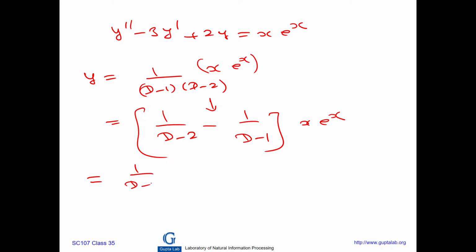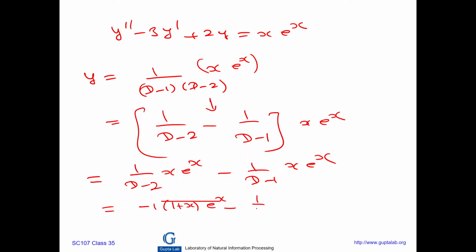So this is 1 over D minus 2 of x times e raised power x minus 1 over D minus 1 of x times e raised power x. I am not computing, I will leave it for you to verify that this turns out to be minus (1 plus x plus half x square) times e raised power x. Okay, I have skipped the steps here, I applied the formula directly. So we arrive at the particular solution. This is method number 2.